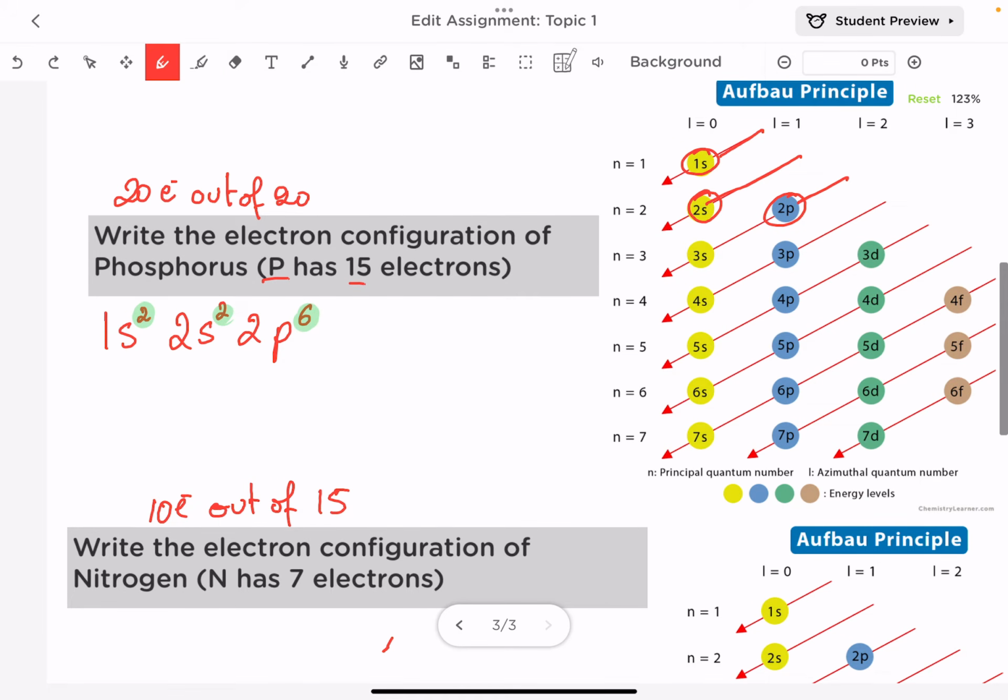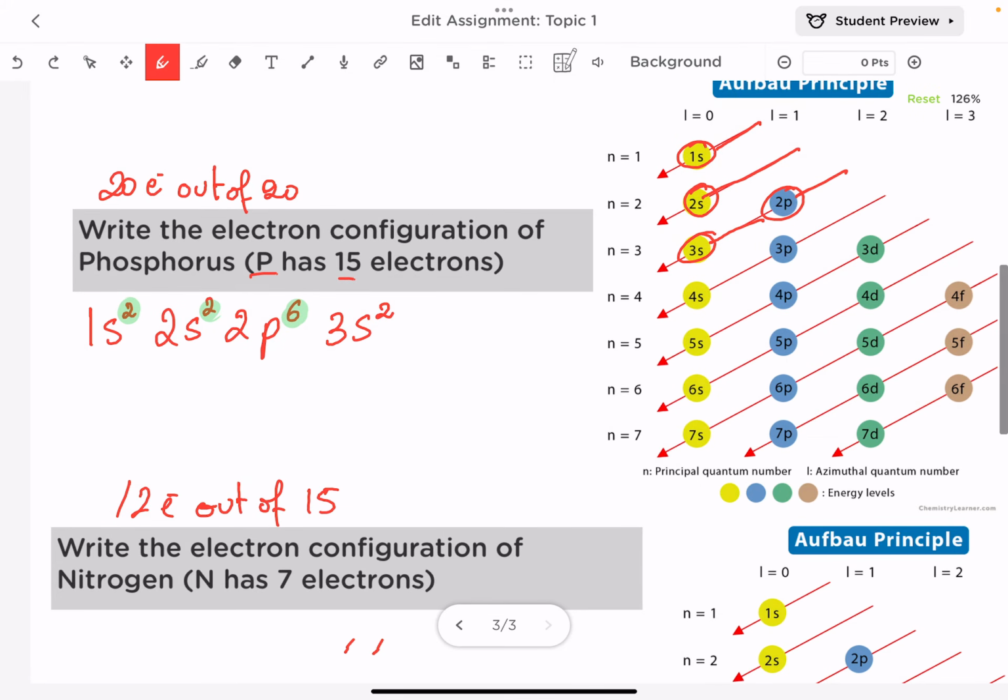After the 2p6, we continue to 3s2. Now we filled 12 electrons out of 15. After 3s2, the arrow goes to 3p. Now if I put 3p6, that makes it 18 electrons. We don't want to reach the 18, so we do not put 6, we put less than 6. So after having our 12 electrons, we only need 3 in the p to fill 15 electrons. And here's the electron configuration of phosphorus.